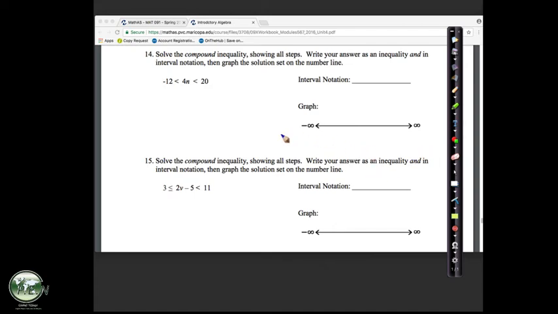Okay. So how is this different than what we were working on last Wednesday? We had just inequalities. How many sides are there to this inequality? Three. There's two relationships. Negative 12 is less than 4n. 4n is less than 20. Okay. So what we're going to look at is that there are three pieces. What page are we on? 117.